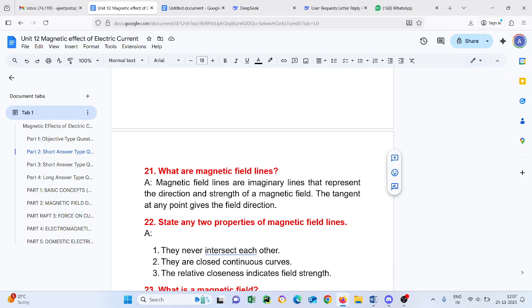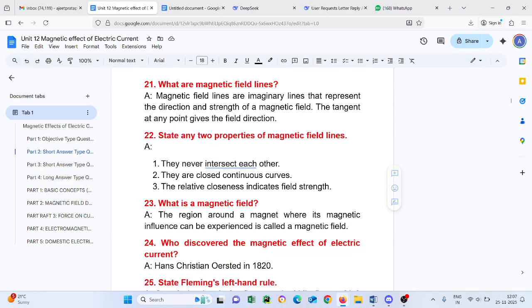Question number 20. State any two properties of magnetic field lines. They never intersect each other. They are closed, continuous curves. The relative closeness indicates field strength.